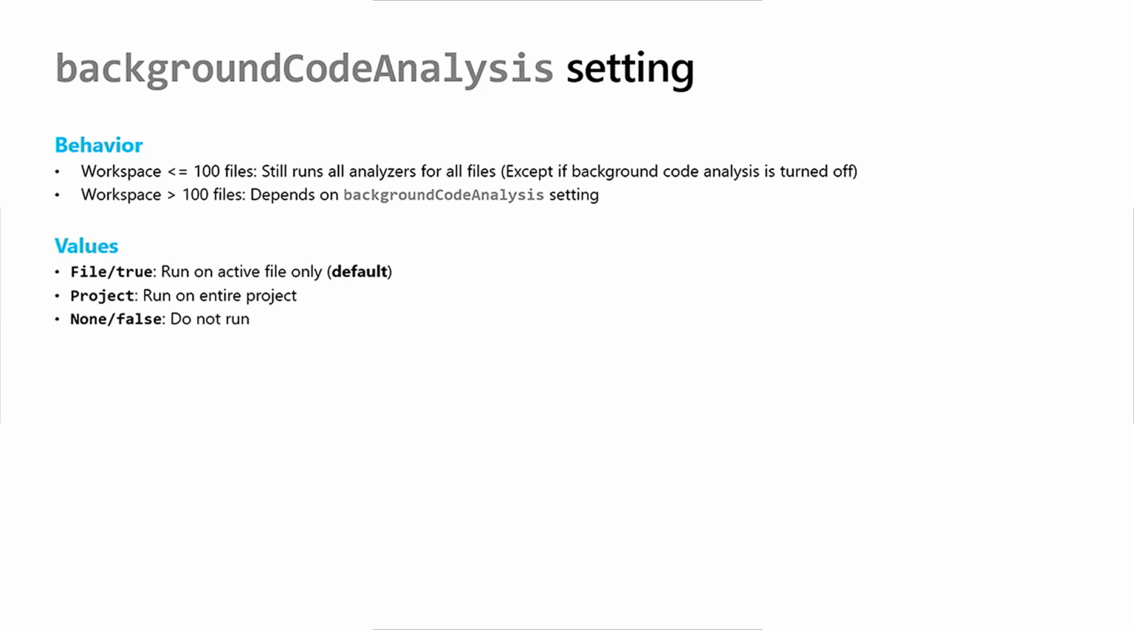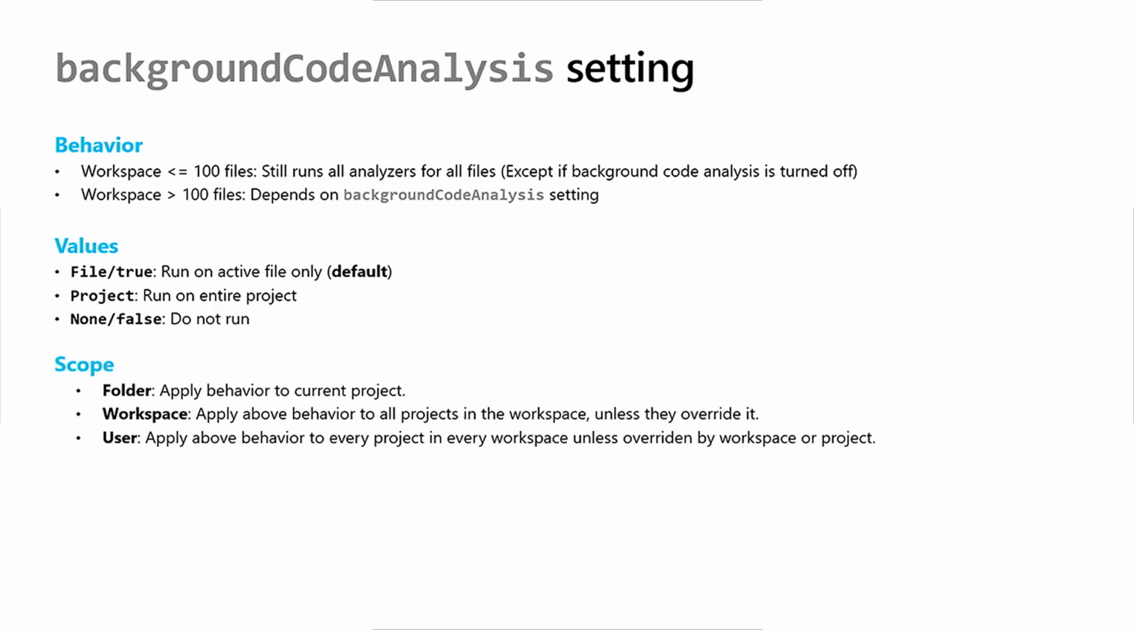And here, basically, you can set 3 values. You can set it to file or true. This is the default setting that we discussed before. It means that code analysis will only be run on the active file. You can also set it to project, which means that this will run on all the files of the active project. Or you can disable it by setting it to none, so no code analysis will run.